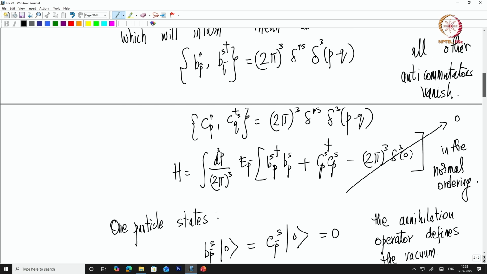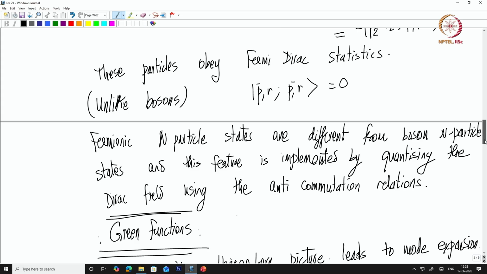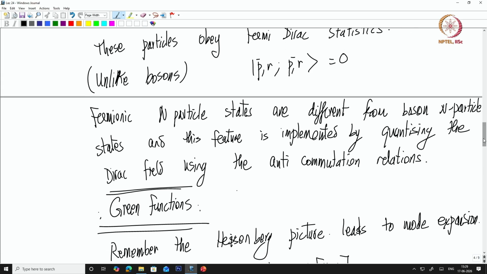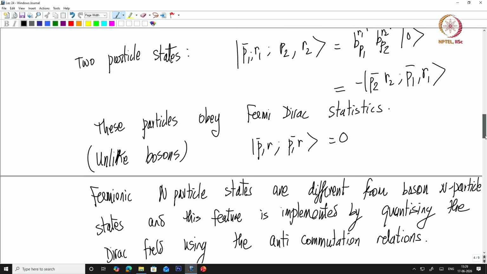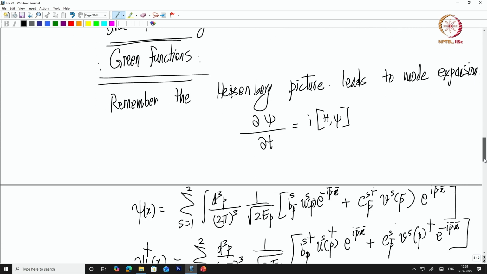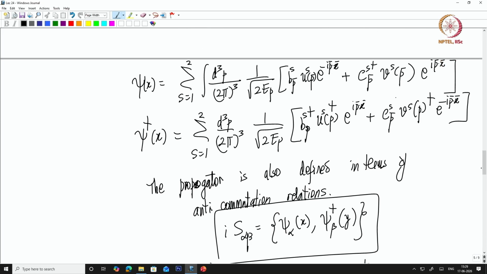Just to recap, we emphasized the role of anti-commutators, and then we showed how constructing n-particle states automatically satisfies Fermi-Dirac statistics. We showed the explicit example for 2-particle states. You can do the same thing for n-particle states, and you'll see that if we exchange any of these, you pick up a minus sign, and so the n-particle states automatically obey Fermi-Dirac statistics. And then we moved to the Green's functions.